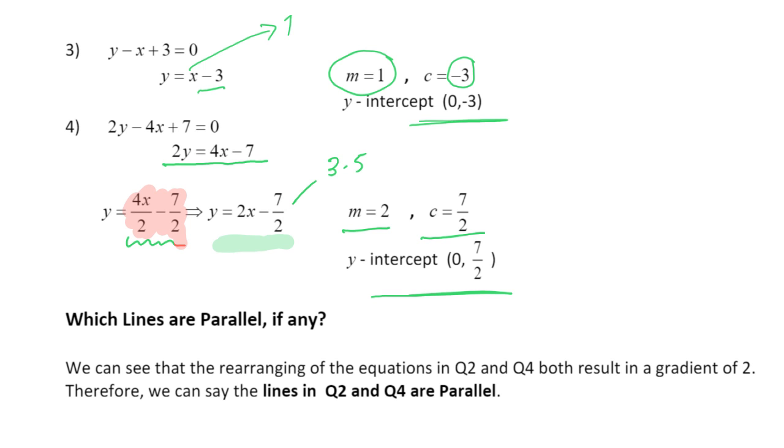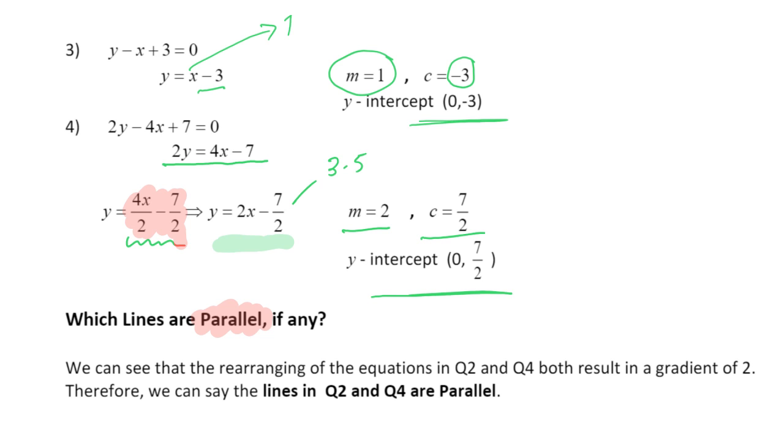Now, the last thing I want to show here is the parallel lines. In question 2 earlier, we saw that the gradient was 2, and in question 4, the gradient is also 2. So we can see from rearranging these equations that question 2 and question 4 both result in a gradient of 2. Therefore, we can say from these examples that the lines in question 2 and question 4 are parallel. And it's that simple.